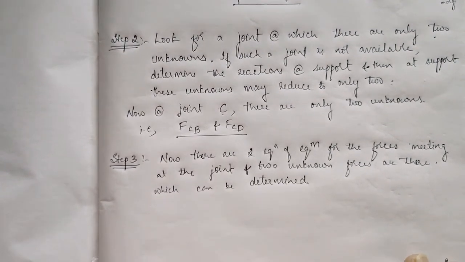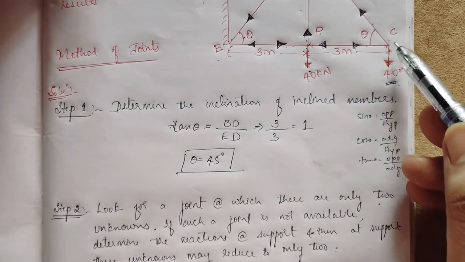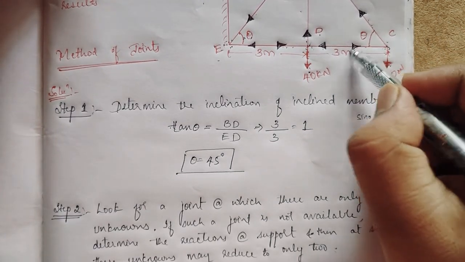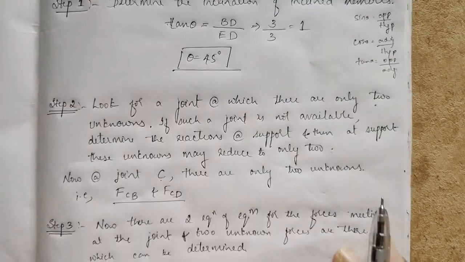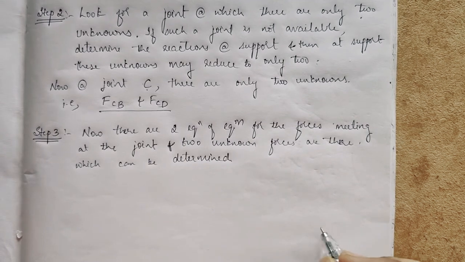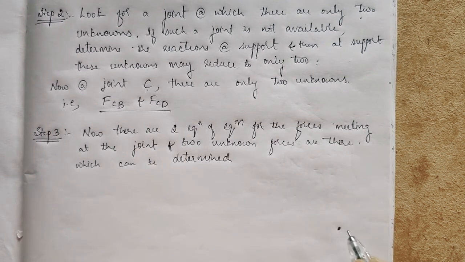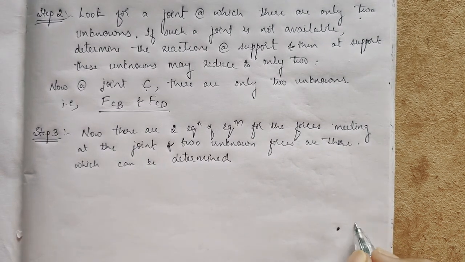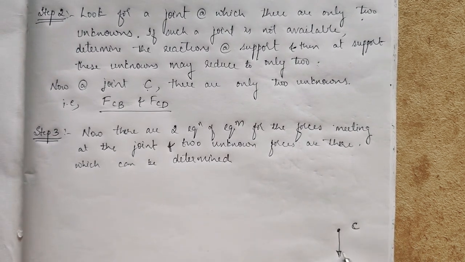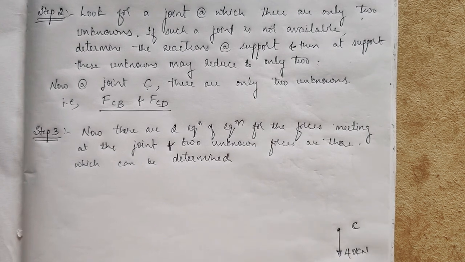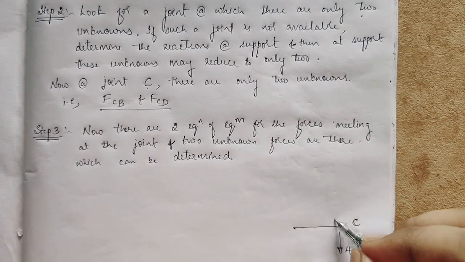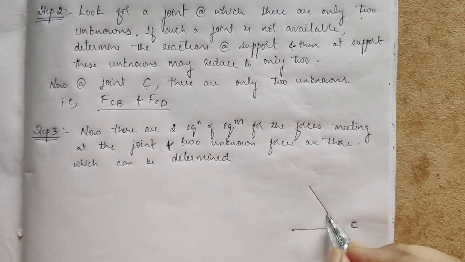Okay. Now I'll take the joint C. I'll take only the joint C. There is one 40 kN force, one FCD and one FCB. So I'll take the joint C now. Whenever you solve, you should take the free body diagram of any joint you take. So I'll take this as C. So it has one 40 kilonewton force and one force here and one force here.